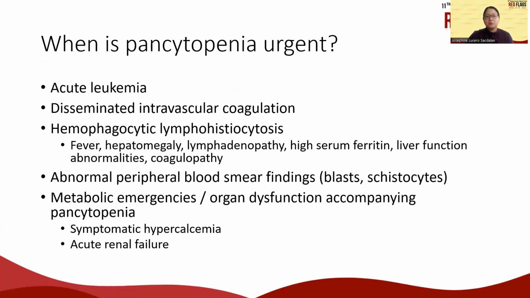Urgency is paramount also when peripheral blood smears show immature cells such as blasts, or when they signal microangiopathy in the form of schistocytes. When accompanying blood work reveals metabolic emergencies such as hypercalcemia or elevated creatinine in the background of pancytopenia, these also warrant medical urgency.